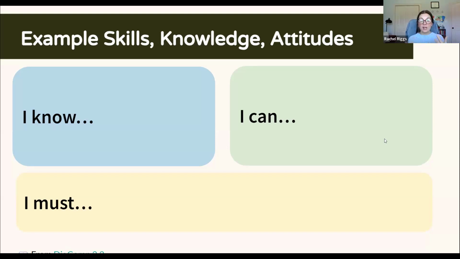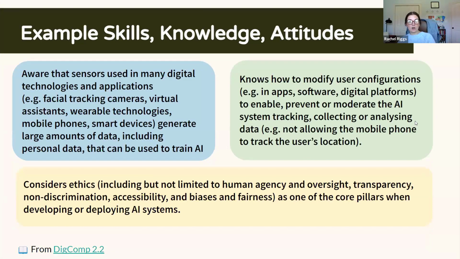So if you work with a parent in your class, what do they need to know? What do they need to be able to do? And what awareness do they need to then go home and make decisions for their family about the use of AI tools? Or how can they leverage AI to make their jobs easier? So, thinking about knowledge, skills, and attitudes, these are some examples from DigComp. DigComp is the European framework for digital competencies, or digital skills.